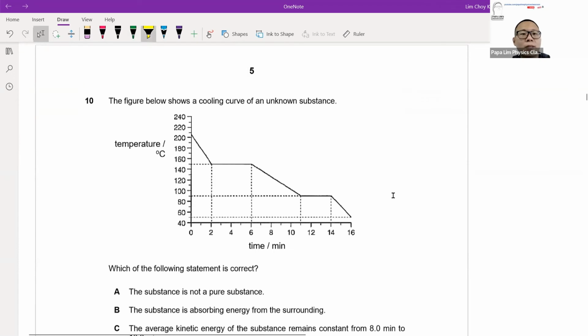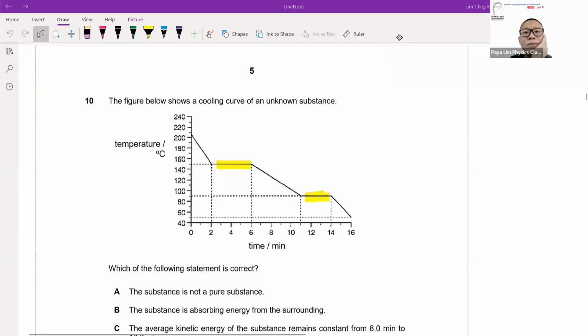For the cooling curve, you need to pay attention to the energy that is given out in the different stages, particularly the four constant stages that we are looking at. So for this question, if you look at the pattern, it is more like a cooling curve. Primarily there are 4 stages. So this will be the cooling stage.